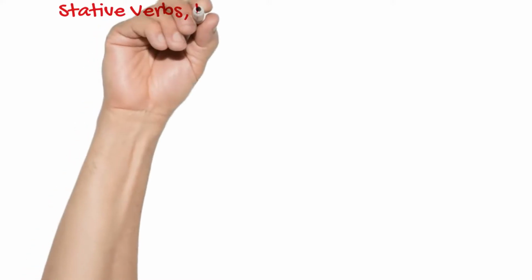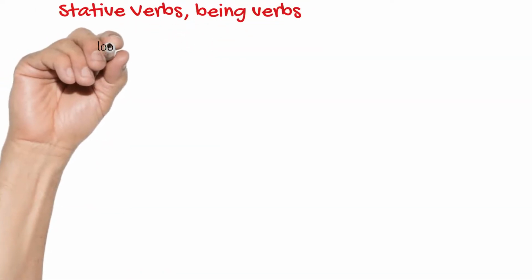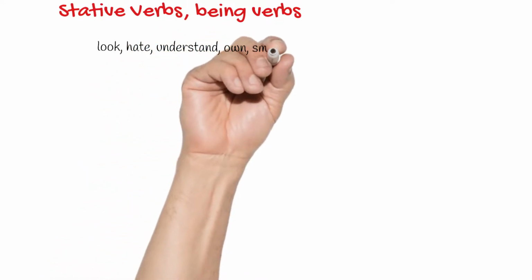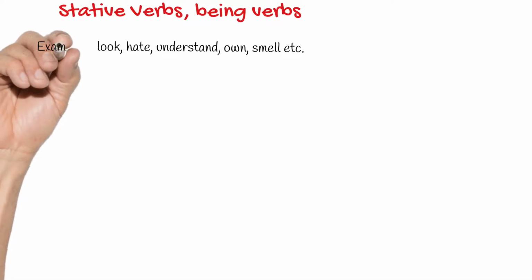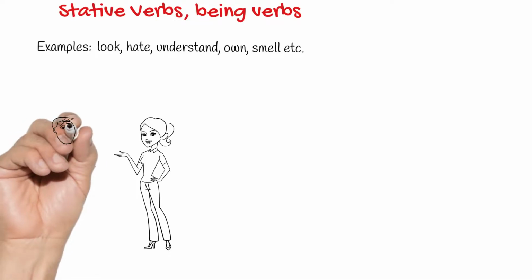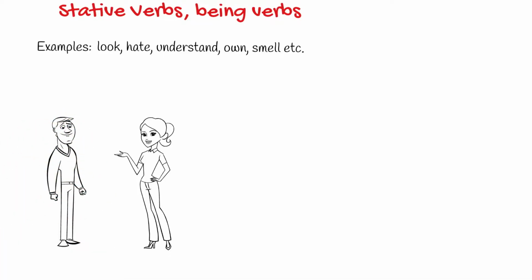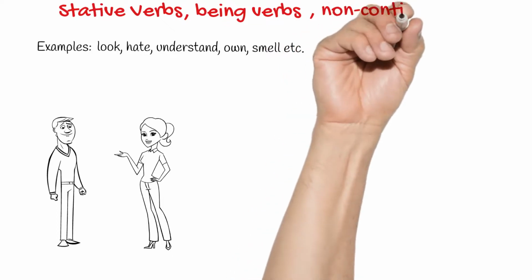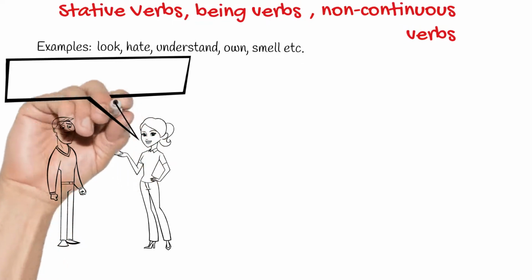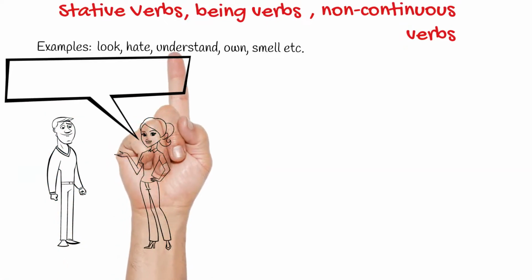The stative verbs are just opposite to action verbs. They describe a state of being or condition. So, they are also called being verbs. Look, hate, understand, own, smell, etc. are a few examples of stative verbs. Stative verbs can't show something moving or changing. Therefore, they are also called non-continuous verbs. We must avoid continuous tense with stative verbs. Let us see this with an example.